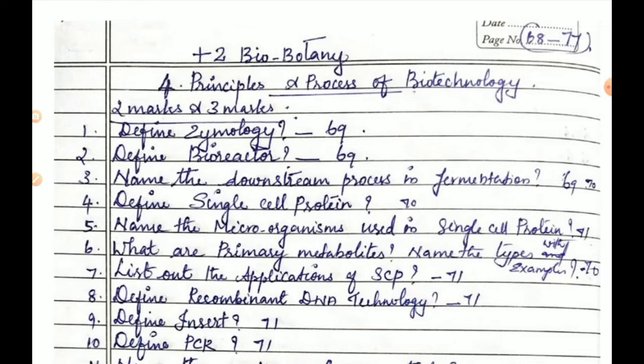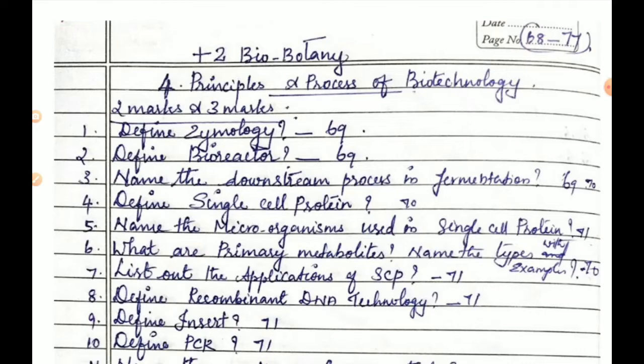Third question, name the downstream process in fermentation. Page number 69 and 70. Under the heading downstream process, open the bracket. The downstream processes in fermentation are, underline, distillation, centrifuging, filtration and solvent extraction.